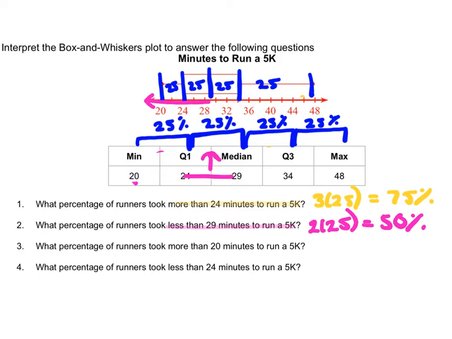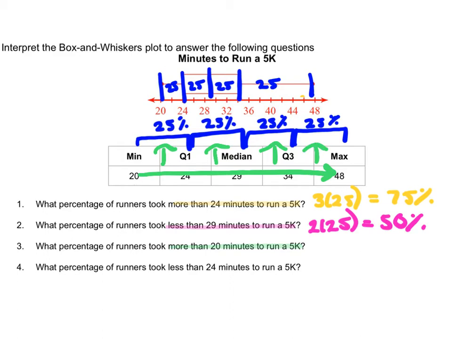Now if I erase this for the next problem, the next problem asks which percentage of the runners took more than 20 minutes. So if I start at 20 on the table and work across, since it's more than, I go through 1, 2, 3, 4 of the 25th percentiles. Or if I start at 20 on the graph and keep going, I go through 1, 2, 3, 4. So either way, it'd be 4 times 25, which would be 100%, or all the runners took more than 20 minutes.